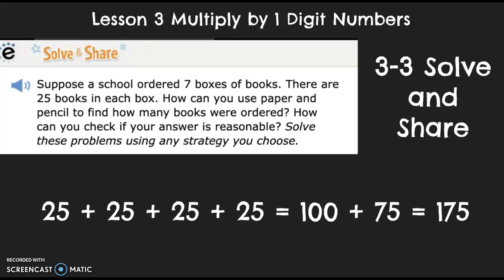So right away we'll go to the solve and share where it says, suppose a school ordered 7 boxes of books. There are 25 books in each box. How can you use paper and pencil to find out how many books were ordered?